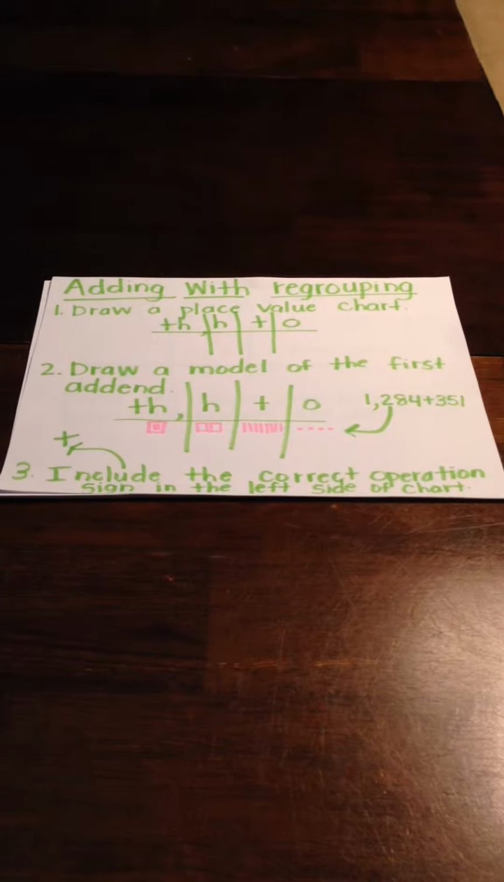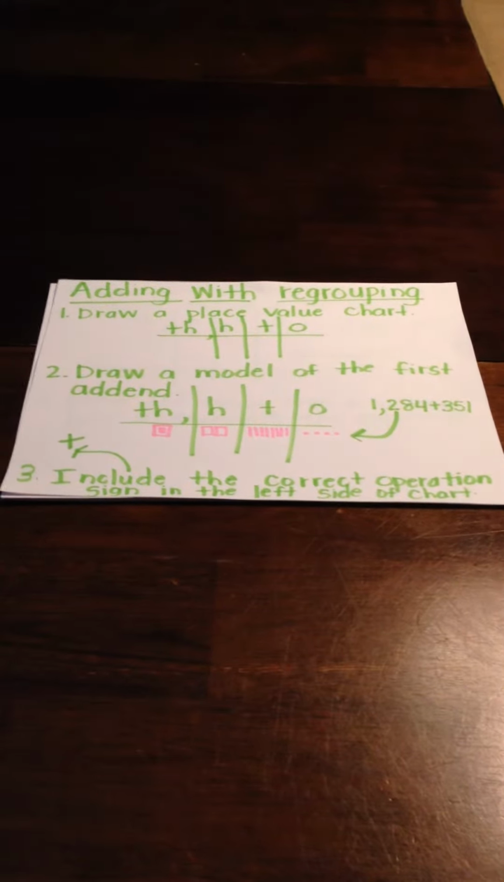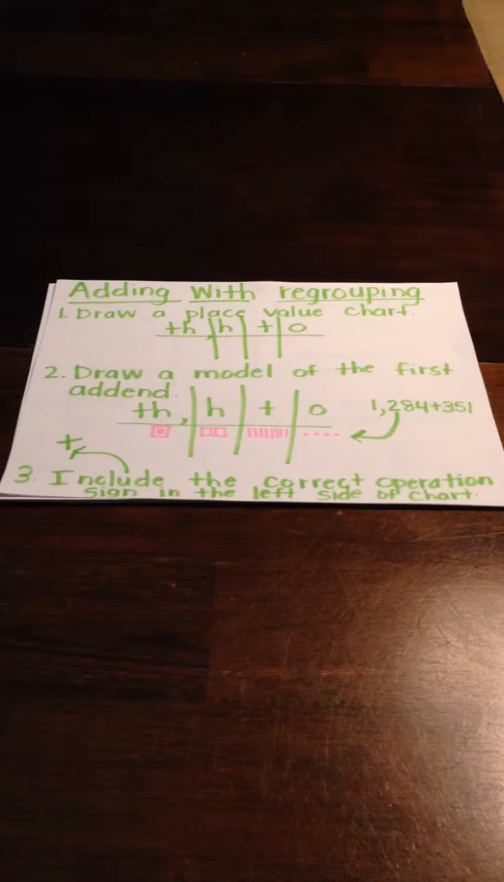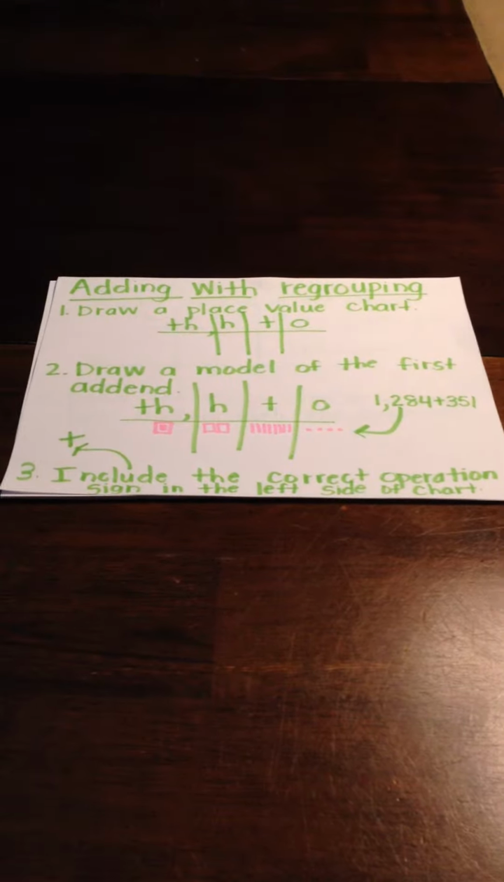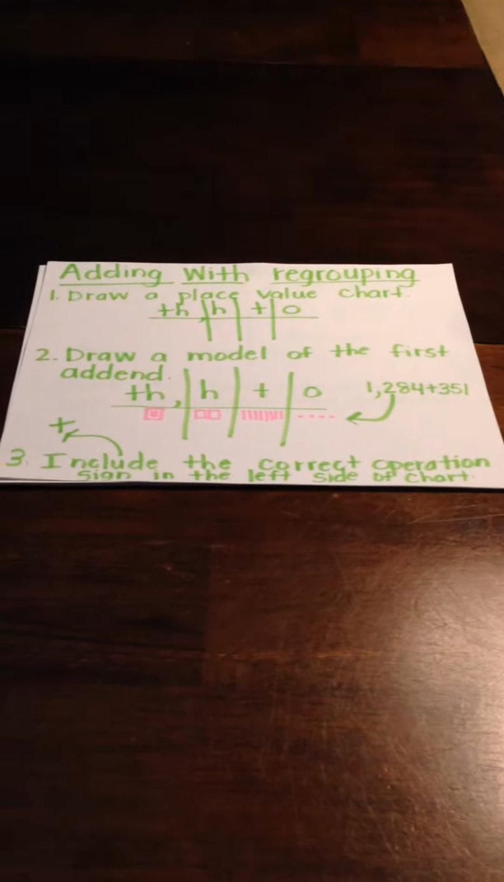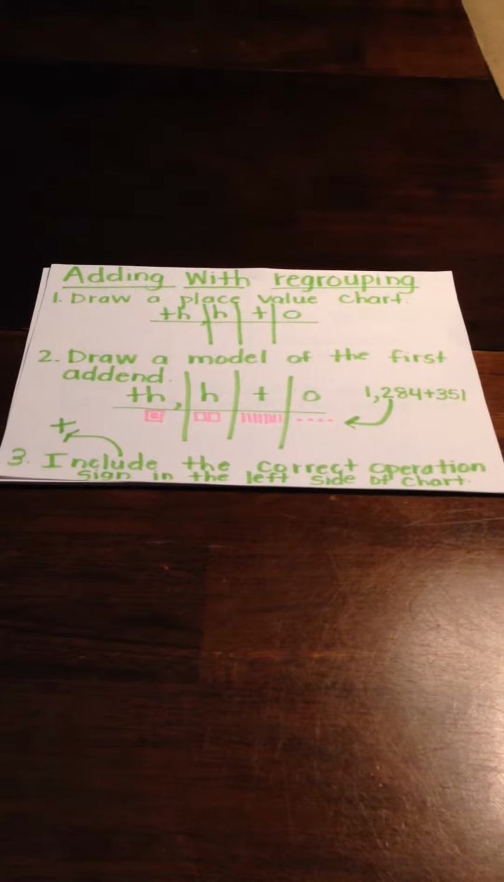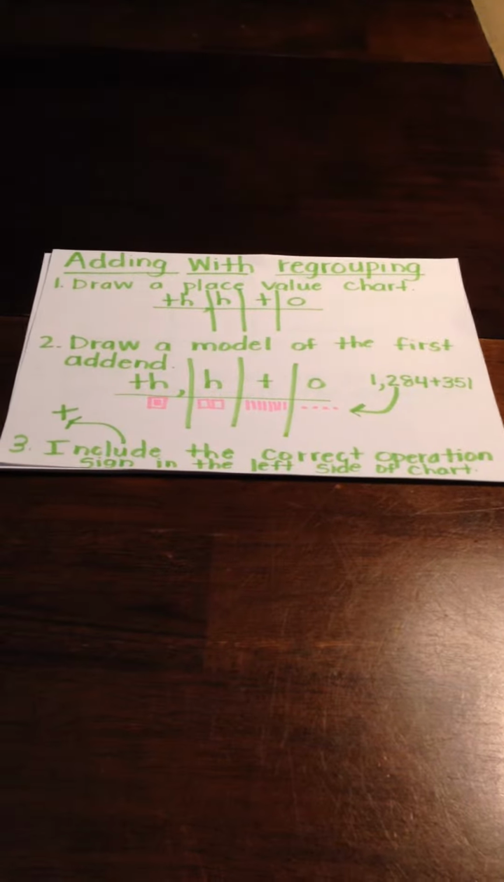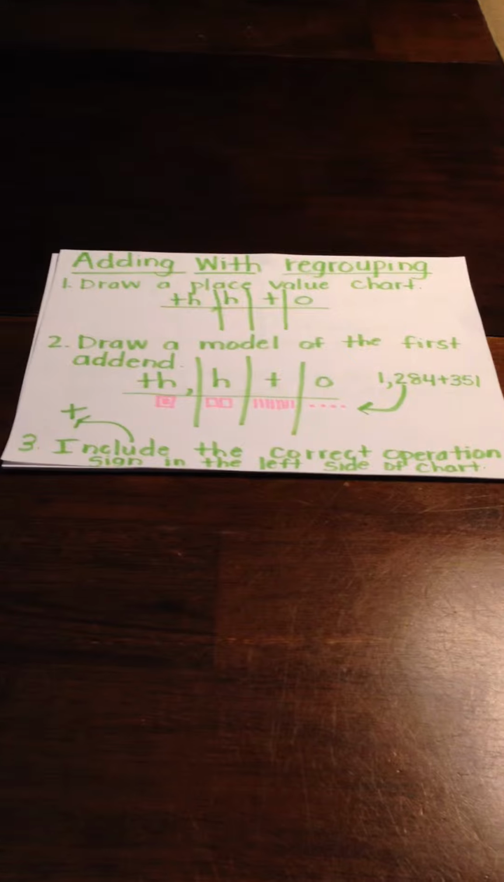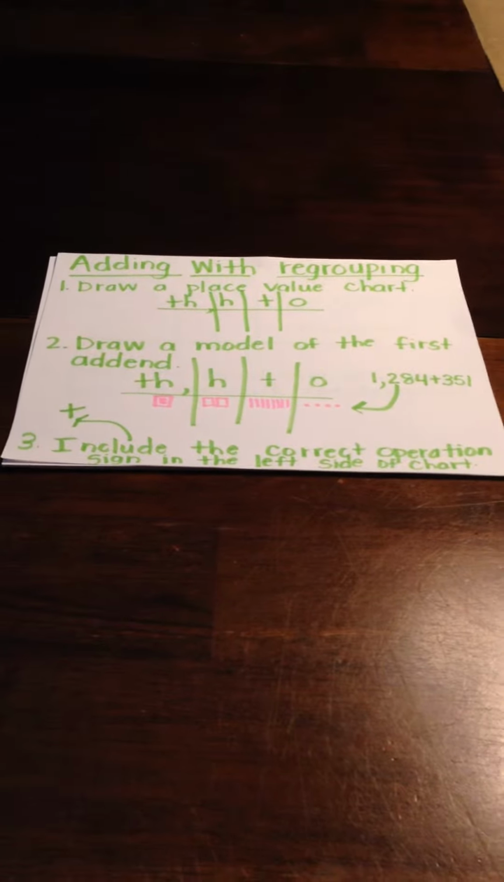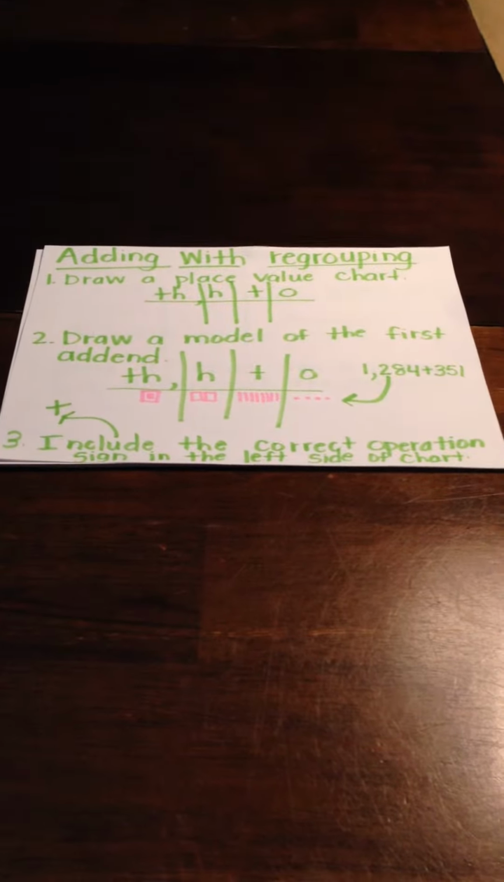In this lesson, we're going to learn about adding with regrouping. The first step is going to be to draw a place value chart. Remember, we always draw our place value chart beginning with the ones place, going all the way through the thousands place. The second step is going to be to draw a model of your first addend.